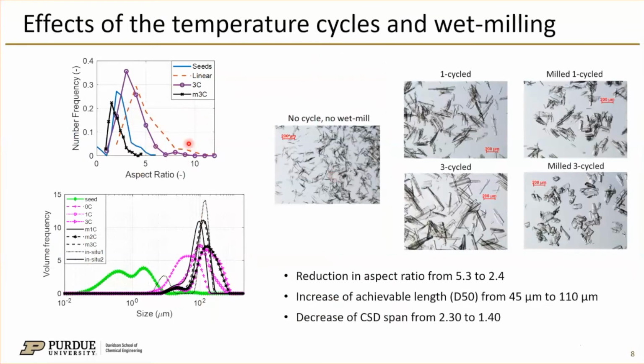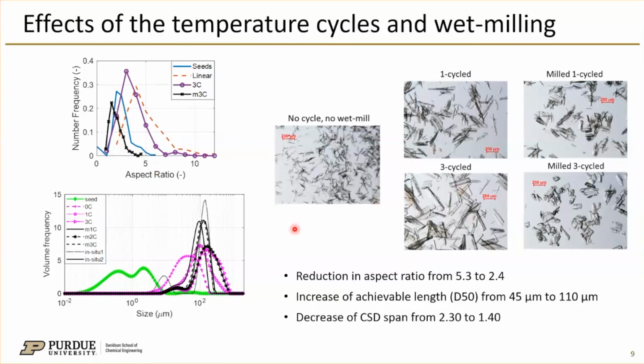Here on the top left, the aspect ratio distributions of the crystals from the linear cooling experiment without milling, the 3 times cycled experiment without milling, and the 3 times cycled and milled experiment are shown. As seen, the aspect ratio of the product crystals from the milled and 3 times cycled experiment could be decreased even further than the seed crystals, although the crystals could be grown. The microscopy images on the right also provide qualitative evidence of this improvement.